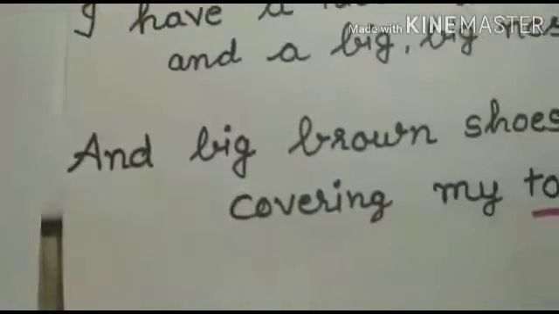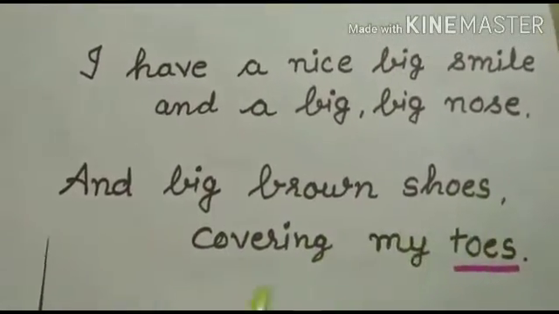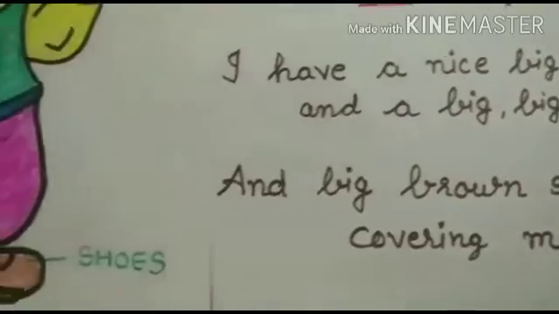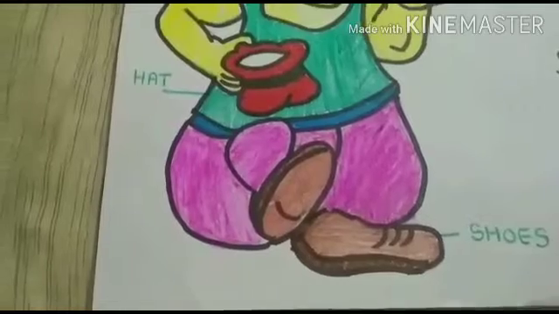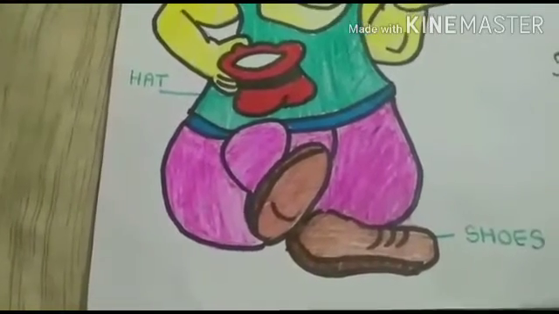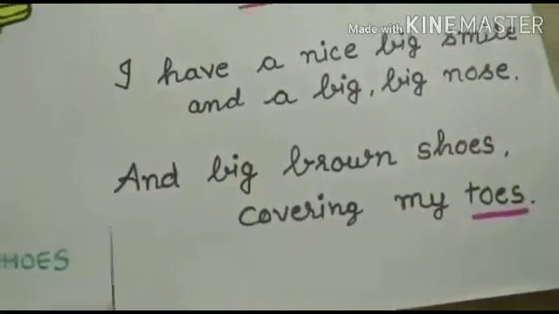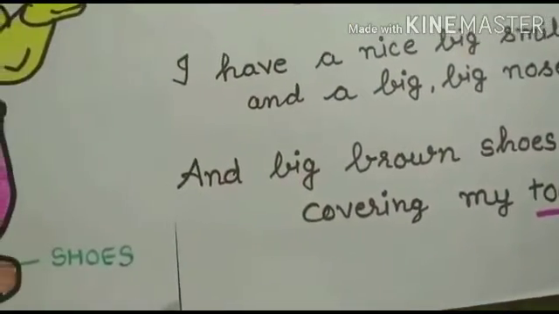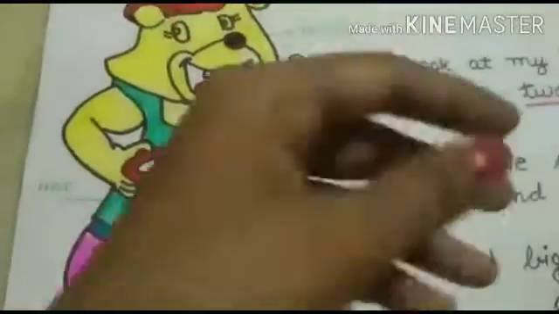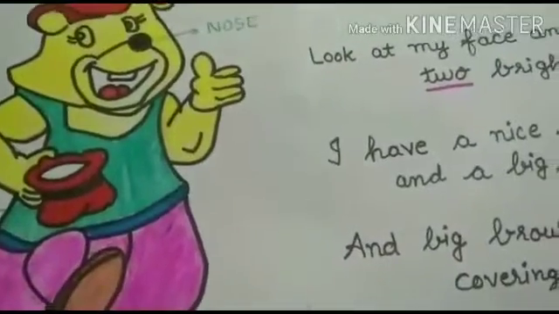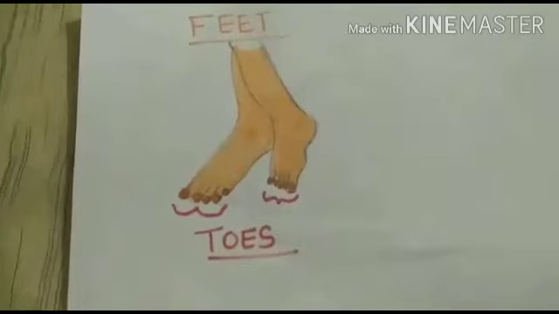Now, last line. And big brown shoes covering my toes. You can see in this picture, Teddy has worn big brown shoes, which are covering his toes. Now students, you must be thinking, what are toes? We all have fingers in our hand. In the same way, we have toes in feet. You can see in this picture.